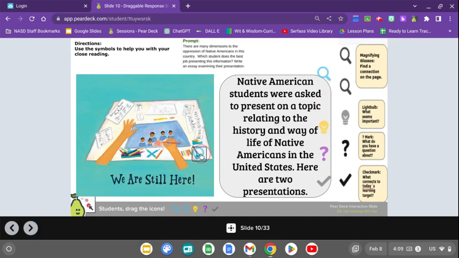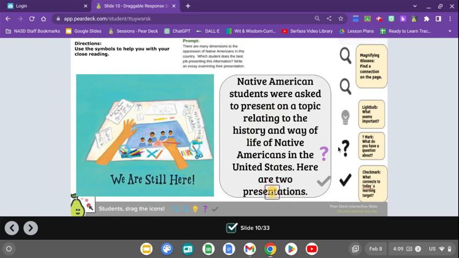They're cutting out pictures. If you can move the one magnifying glass to the pair of scissors, and you'll see that they're coloring in a picture of a group of Native Americans there. I'm going to put that second one on the colored pencils over there. The big idea here is we're going to put it on top of the fact that they were asked to present the history and way of life of Native Americans in the United States. Let's put it on the presentations. That's the most important thing we need to remember.